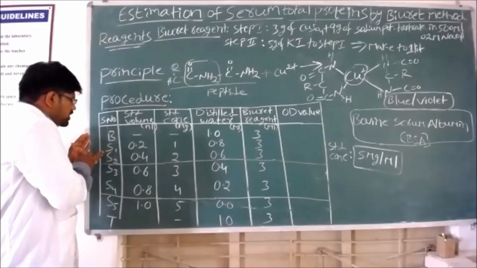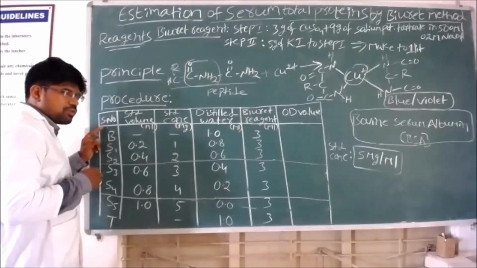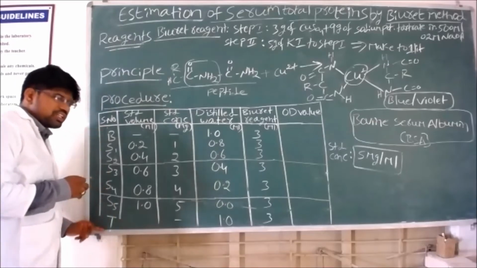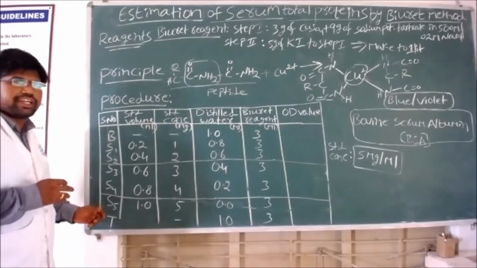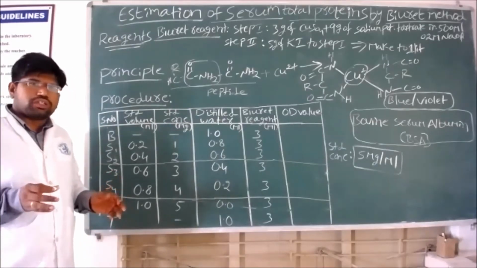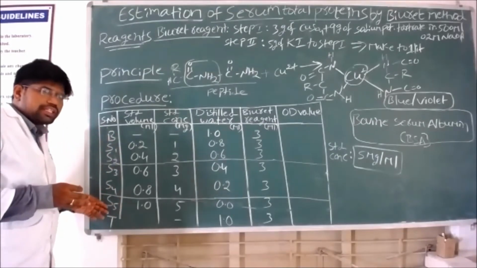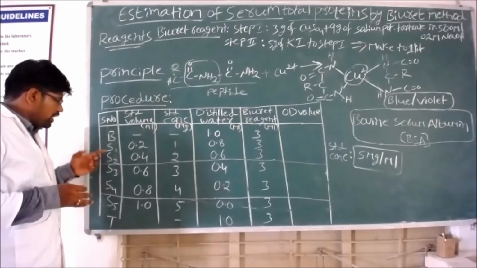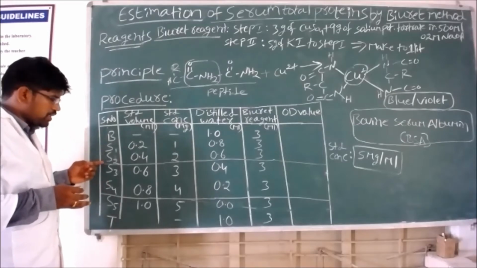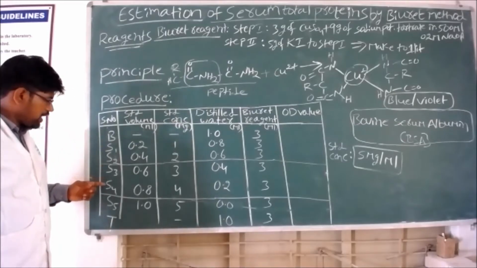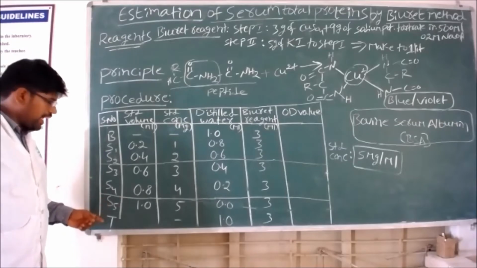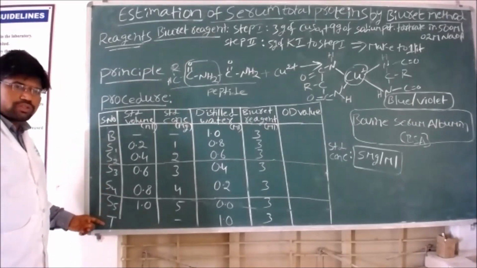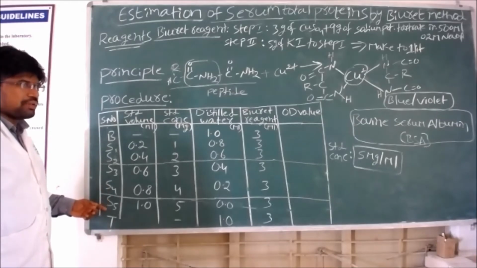So in the 6 columns, the first column is about the serial number. The serial number will mention the name of the test tube. Generally, for the experiment, we will take 7 test tubes. The 7 test tubes will be labeled as one blank, the remaining as standard 1, standard 2, standard 3, standard 4, standard 5, and the last test tube as the tester. In this way, we label the test tubes. We'll make the things ready.